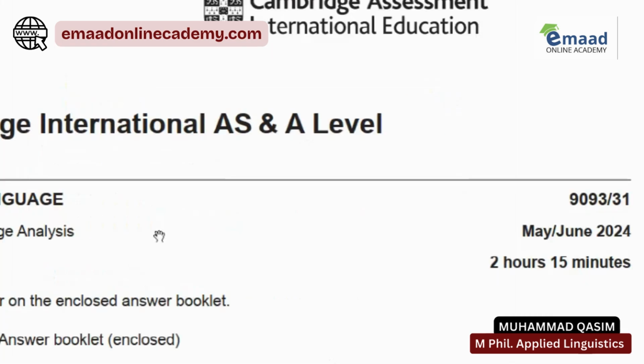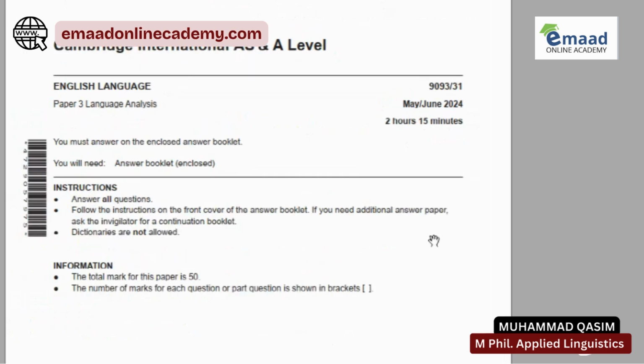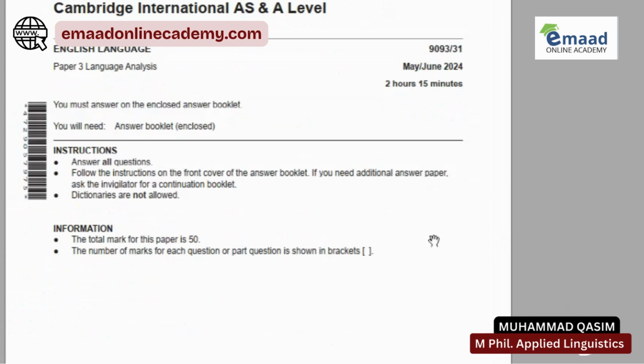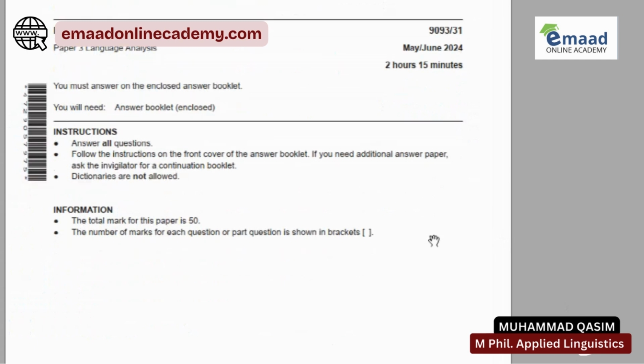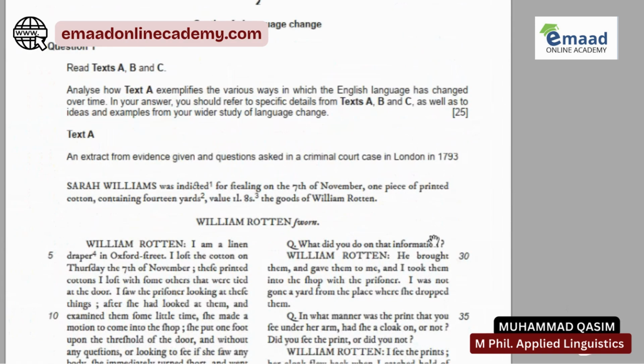Yes, here it is. As you can see, this is a past paper from May-June 2024. Paper 3 language analysis, 2 hours 15 minutes, and in total you have 50 marks. Question number 1: read Text A, B and C. Analyze how Text A exemplifies the various ways in which the English language has changed over time. So change of the English language over time is your main topic.